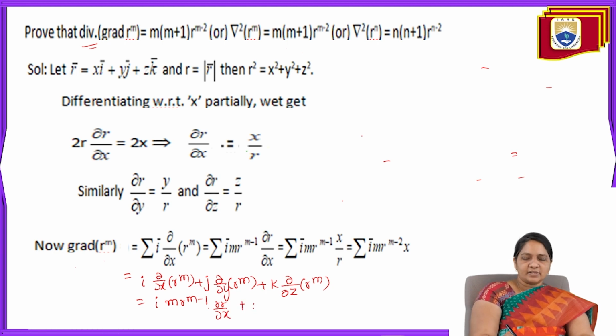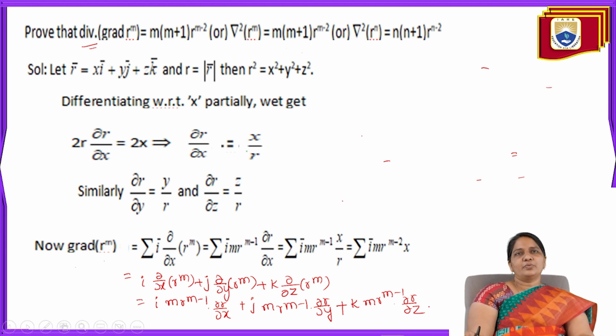Next, plus j into, now I am doing with respect to y. So m r^(m-1) ∂r/∂y plus, next the term k, with respect to z I am doing m r^(m-1) ∂r/∂z. This is the value of grad r^m. Now I am going to substitute the values here.